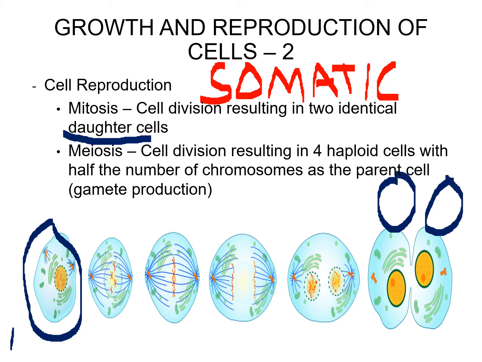Now the reason why they're identical is because we are copying the DNA. Those 46 chromosomes are simply being copied and pasted. So they're the exact same.